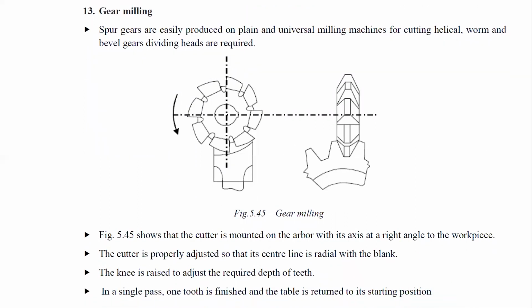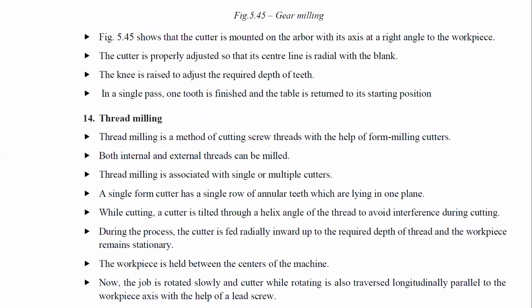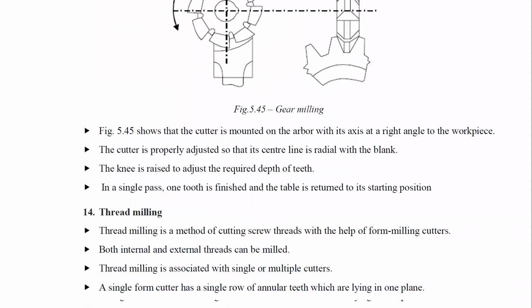Next is gear milling. Spur gears are easily produced on the plain and universal milling machine, while cutting helical, worm, and bevel gears requires dividing heads. The figure shows the cutter mounted on the arbor with its axis at right angle to the workpiece. The cutter is properly adjusted so that its center line is radial with the blank. The knee is raised to adjust the required depth of the teeth. In a single pass, one tooth is finished and the table is returned to its starting position.